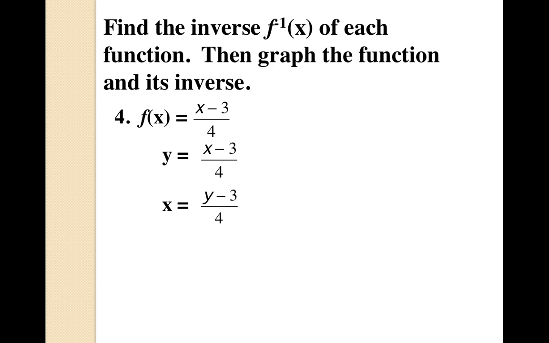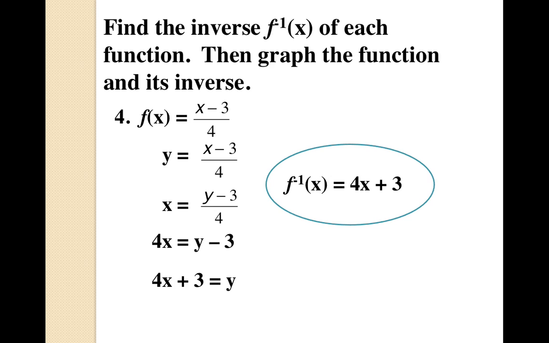Now we're going to solve for y. First thing I'm going to do is multiply 4 to both sides. Then I'm going to add 3 to both sides, and now I've got y is equal to 4x plus 3, so that makes the inverse function 4x plus 3. Okay? So there's my inverse.